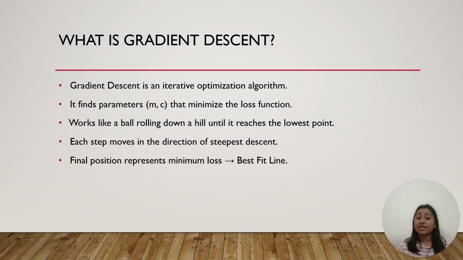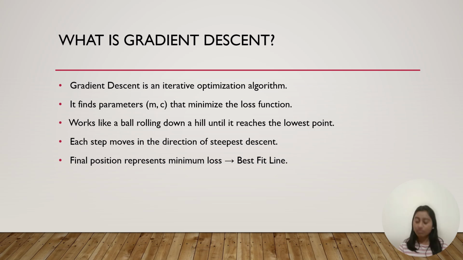What is gradient descent? Gradient descent is an iterative algorithm used for optimization. You can think of it like a ball rolling down a hill. At the top of the hill, the error is high, and at the bottom, the error is low. The algorithm takes small steps downhill, moving in the direction where the loss decreases fastest. Step by step, it keeps going down until it reaches the lowest point.